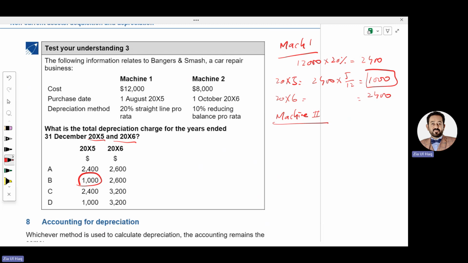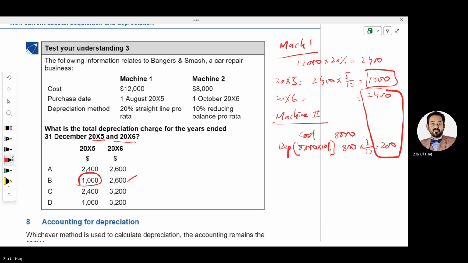So machine 2, we bought at a cost of 8,000 and the depreciation rate is 10%. So 8,000 into 10%, it's what? 800. How many months have we used? October, November, December, so 3 by 12, that will be 200. So 2,400 plus 200, that will be 2,600. Is that fine?